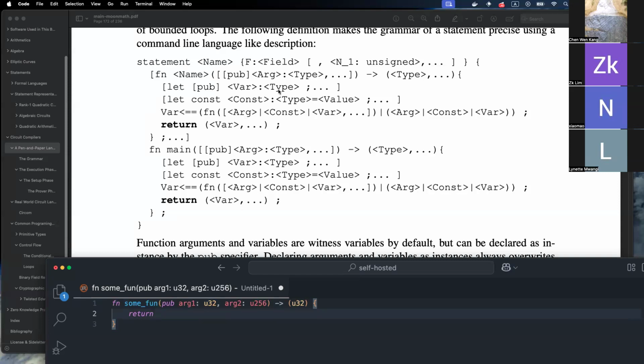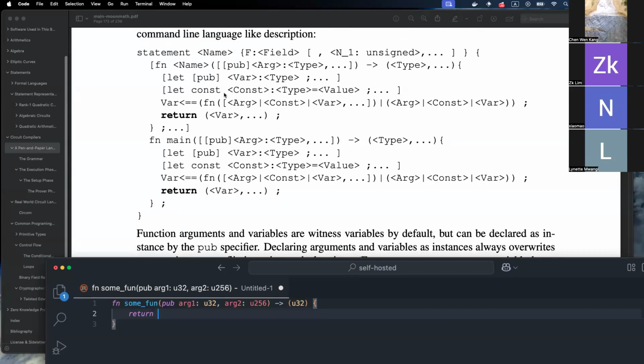What's a constraint? Just to remind you, it's essentially something that we want to check. In this case, I believe it's equality, but of two different variables. Not necessarily. I don't think this is a template. It's more like a function in Circom, I believe.